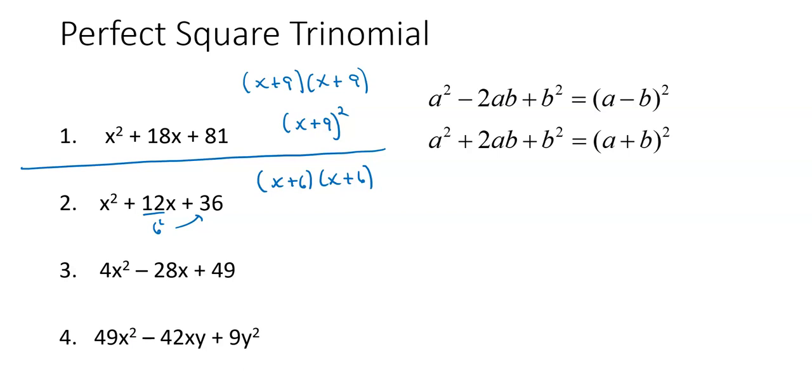I notice I got a 4x squared. I notice I got a 49. Just a hunch. I'm going to go, well, what if square root of 4x squared is 2x, square root of 49 is 7, and because of the negative before the 28, I'm going to make them both negative. See if it works. 2x times 2x is 4x squared, minus 14x, that's my outside and inside, that gives me a negative 28x, negative 7 times negative 7, positive 49. So this thing factors as 2x minus 7 squared.